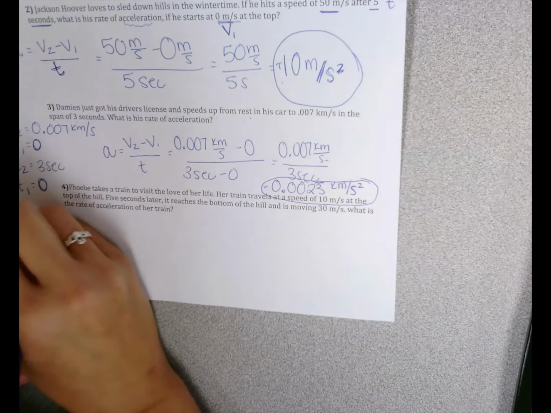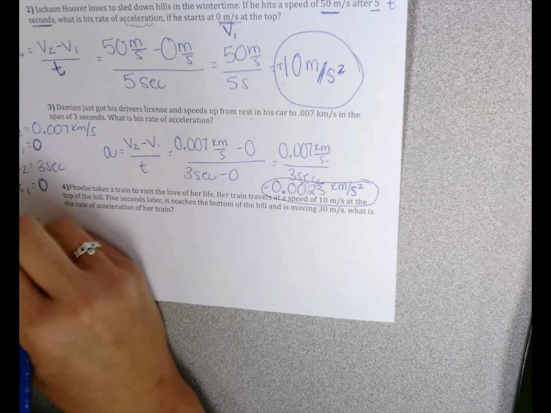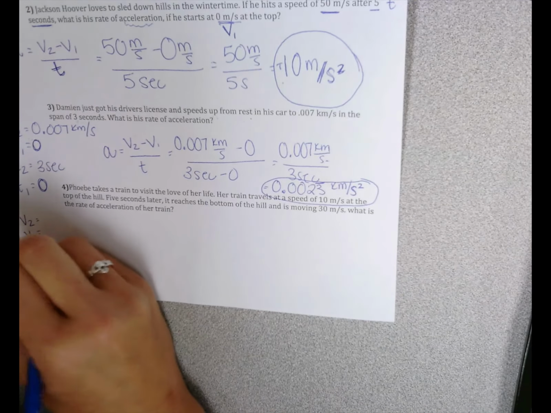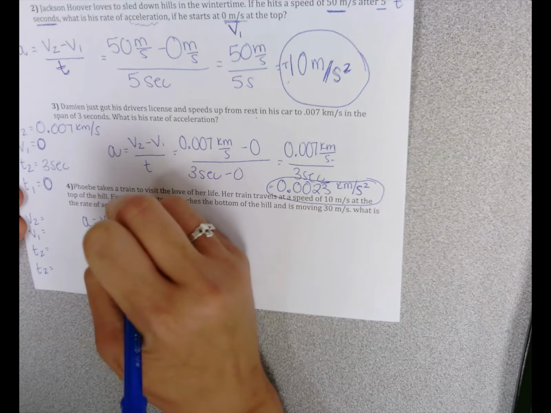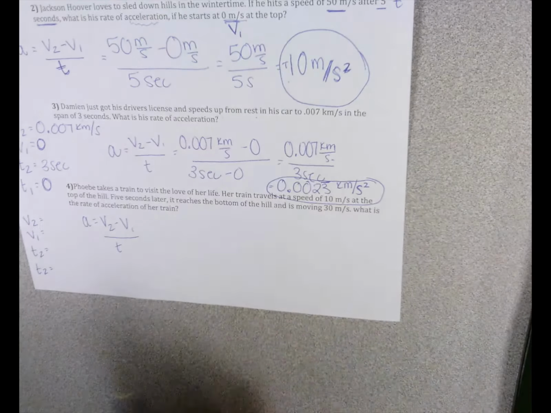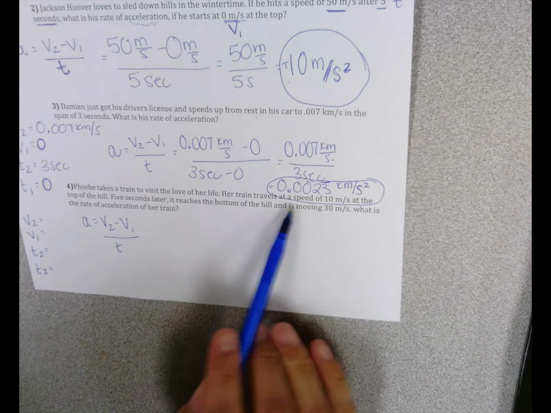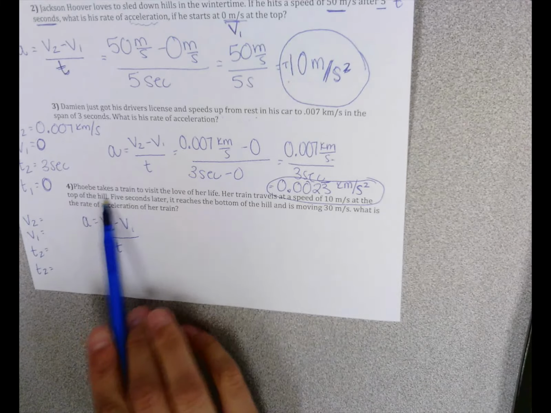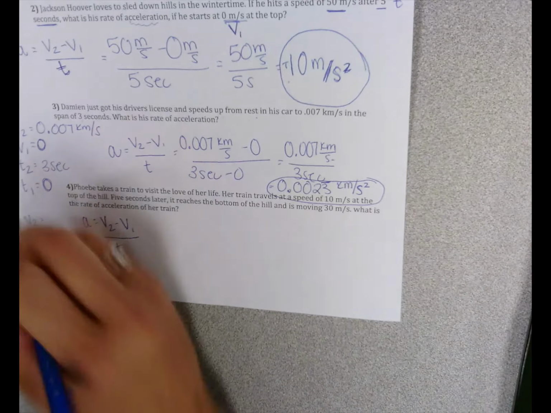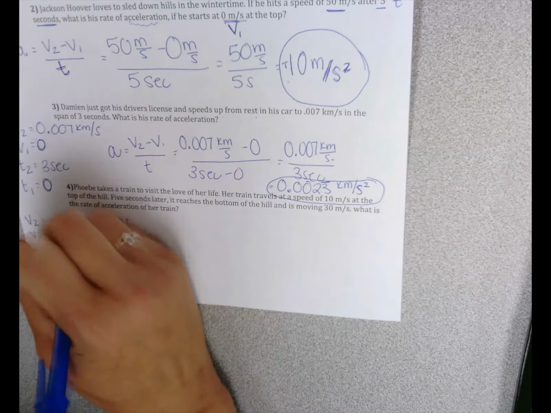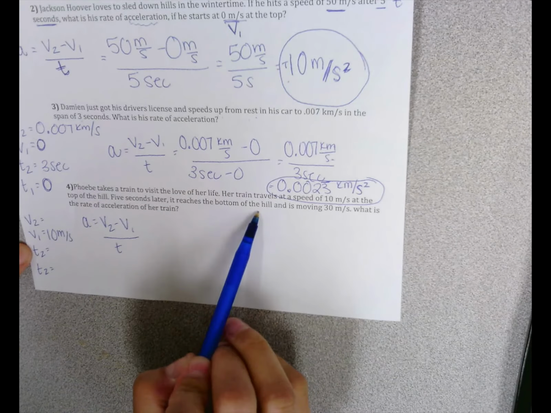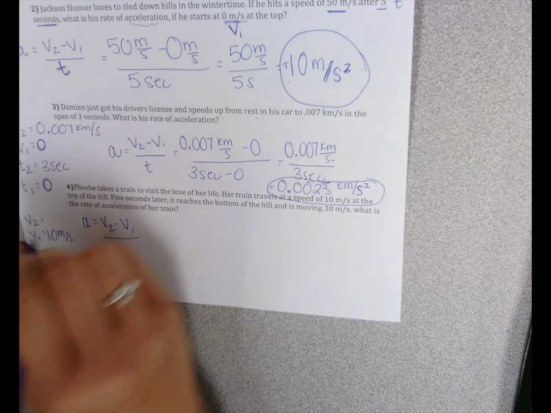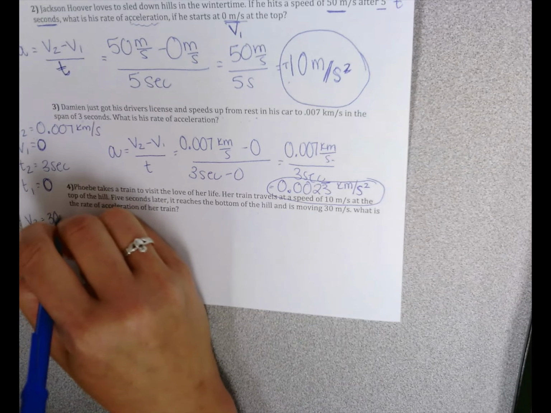So let's do this again. We have velocity final, we have velocity initial, we've got time final, and we've got time initial. And the way we know these variables is we know that acceleration is equal to the final velocity minus the initial velocity over time. Okay? So her train travels at a speed of 10 meters per second at the top of the hill. So the starting point, so 10 meters per second. 5 seconds later, it reaches the bottom of the hill and is moving at 30 meters per second. So that's her final velocity, 30 meters per second.